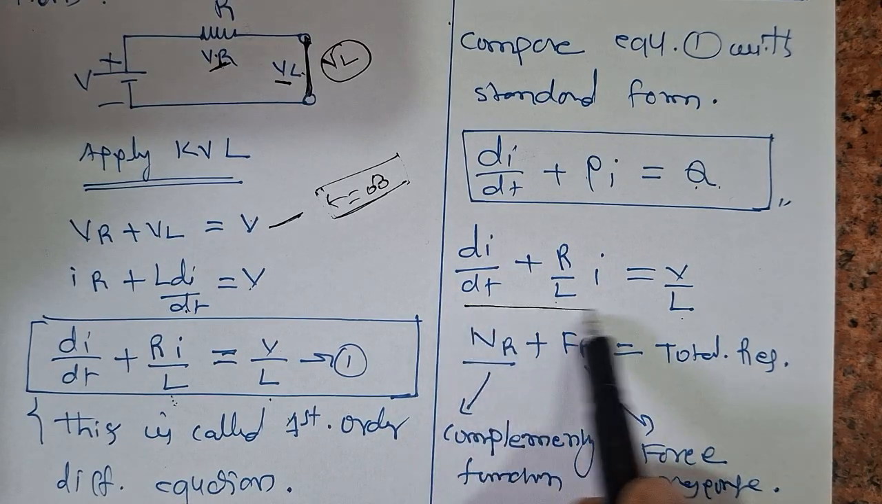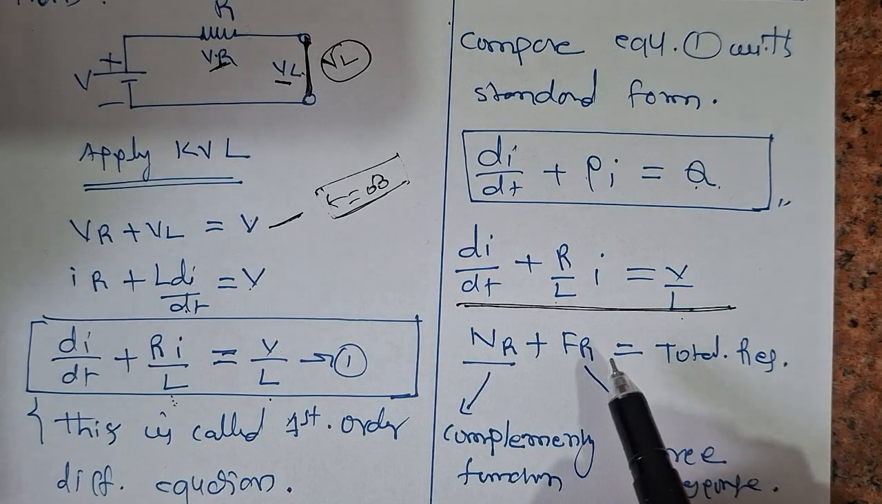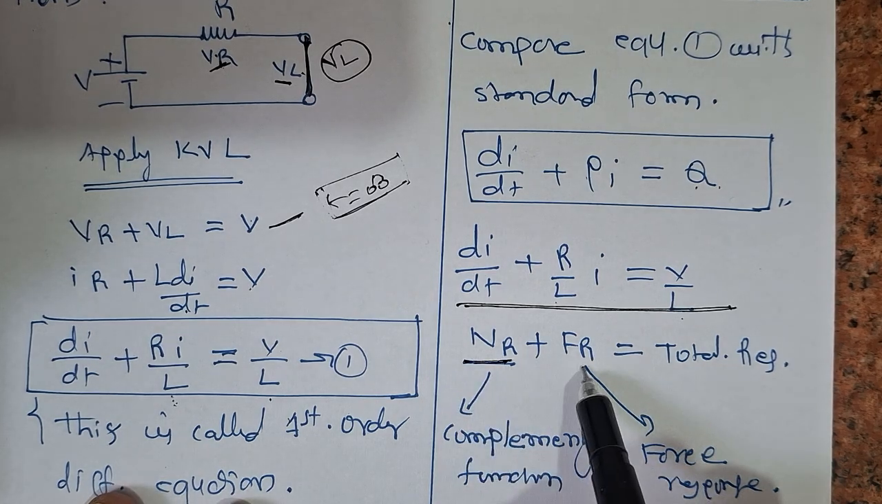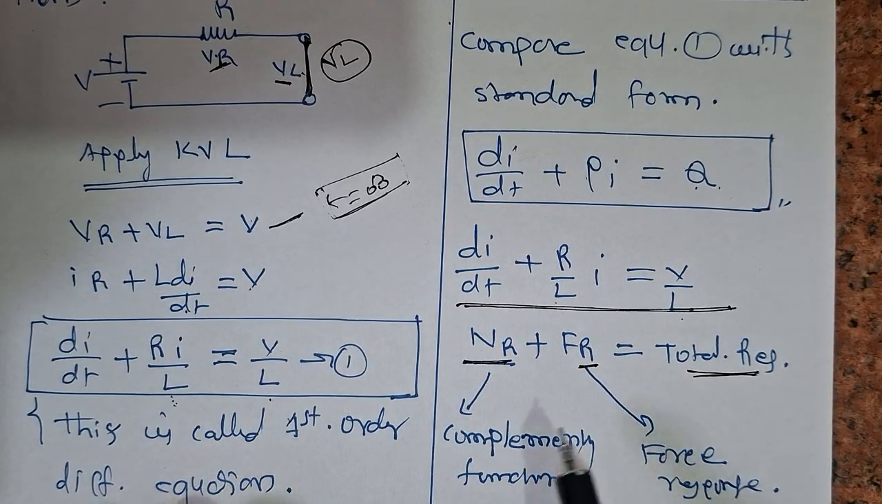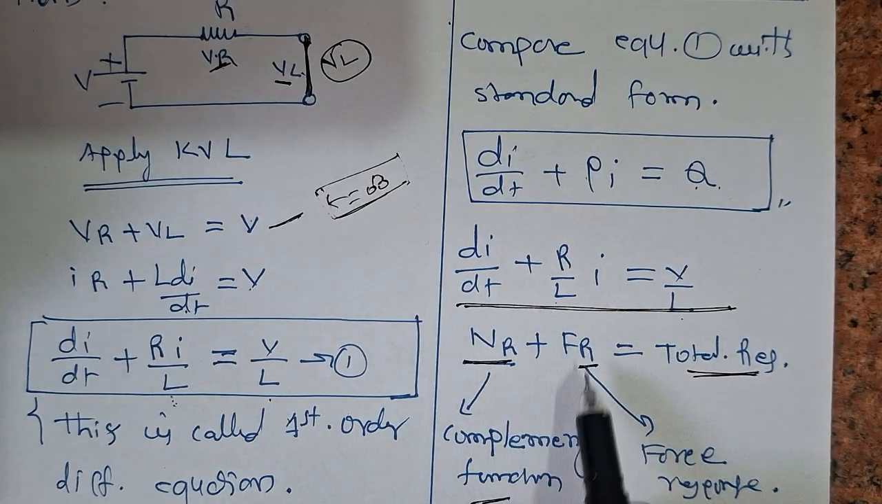So this is the first order differential equation of the RL circuit, and now we have to take the responses. One is the natural response and one is the forced response, that is called the total response. Now individually we have to find the two responses. The natural response is also called the complementary function, and this is the forced response. So now we have to find these two one by one and add them to get the total response of the RL series circuit.